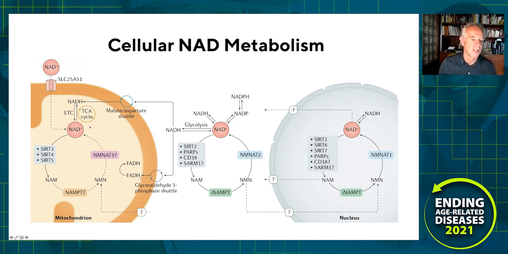For example, I'm showing you here the mitochondria, where NAD is affecting the activity of SIRT3, 4, and 5, or the nucleus, for example, where NAD levels are affecting SIRT1, 6, and 7, but also other proteins such as PARPs, CD38, SARM1, and so on.